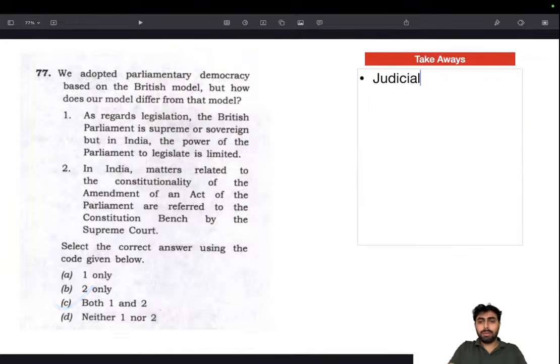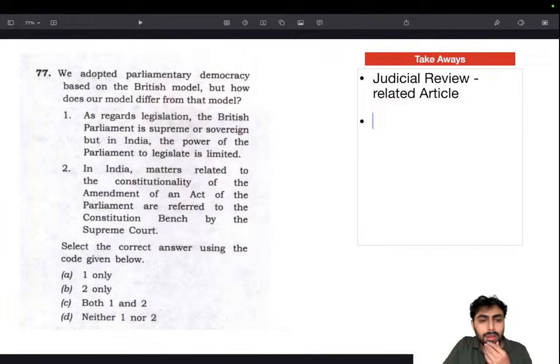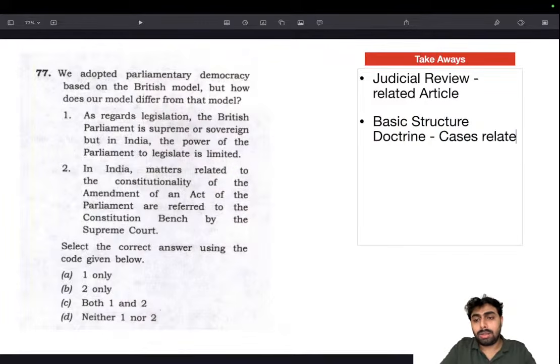So judicial review, related articles, that is Article 13, 32 to 36, they're all coming under judicial review. Then one more thing you need to know about is judicial review and sovereign parliament. Okay. From this question, judicial review. I think for now, just learn more about the basic structure doctrine. That's it. Basic structure doctrine. Cases related to that and features mentioned.